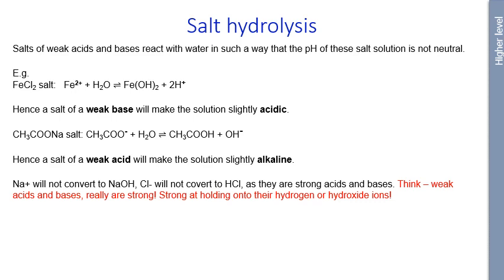So sodium ions will not convert to sodium hydroxide, chloride will not convert to HCl, as they are strong acids and bases. So basically the rule for this is that weak acids and bases are quite strong at holding on to their hydrogen or hydroxide ions.